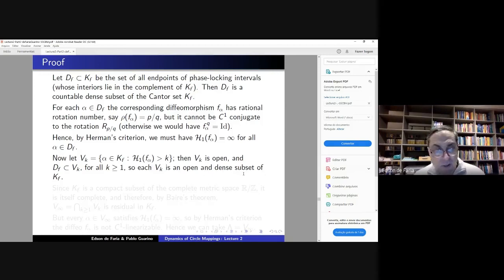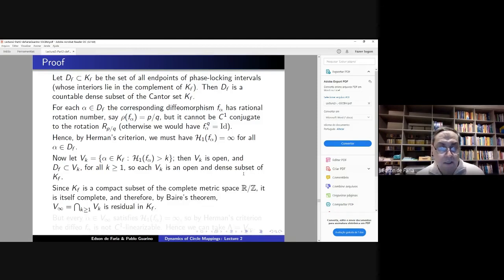But now K sub F is a compact subset of a complete metric space, so it is itself complete. So you can apply Baire's theorem to it, and so you have a countable set of open and dense sets; you take their intersection. The intersection is residual in the Cantor set. In particular, it's uncountable. So there are uncountably many points inside K sub F which are in this V sub infinity.